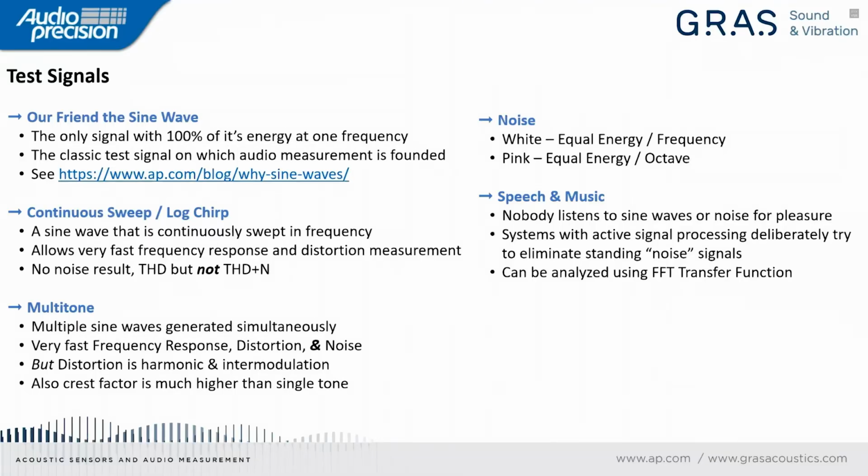Now, finally, speech and music. One of the issues with all the preceding test signals we've talked about is, in some sense, they're unnatural, in the sense that no one listens to sine waves for pleasure. Nobody listens to noise for pleasure. So as a practical matter, a lot of systems today include complex signal processing to try and filter out things like background noise, and those systems might filter out our test signals. So in those cases, there are measurement techniques, FFT transfer function, that allow us to make measurements of a device using an arbitrary signal, and more specifically letting us use something like speech or music as our test signal.